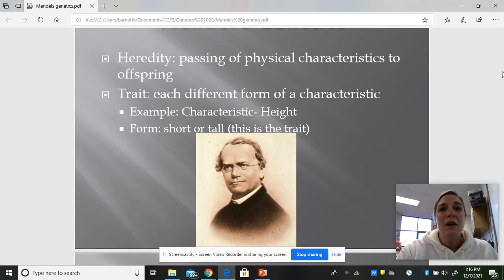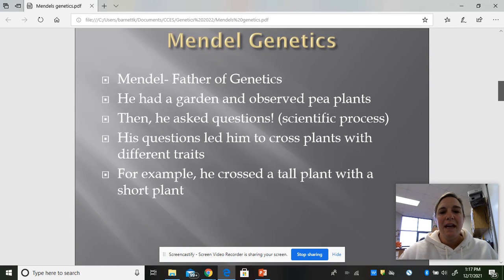This is why we are going to talk a lot about plants when we first learn about genetics, because this is what Gregor Mendel studied. And again, if I'm going too quickly, then Miss Stanley just pauses it. Mendel's genetics. So he's considered the father of genetics, and he just simply had a garden. He was not a scientist. Actually, I believe he was a monk, and he liked to garden, and he started just to make observations of pea plants. And he just had the natural course of scientific inquiry.